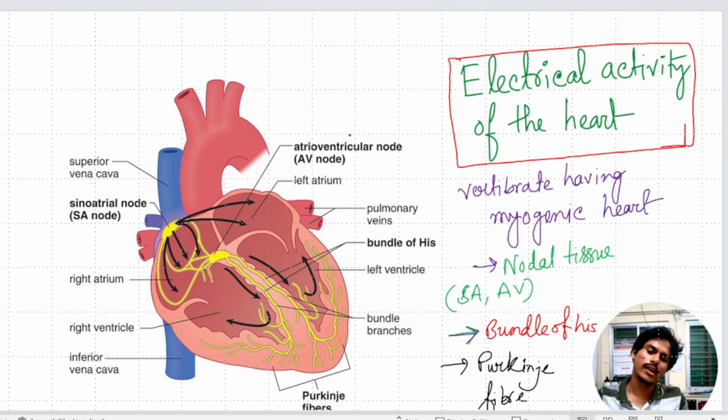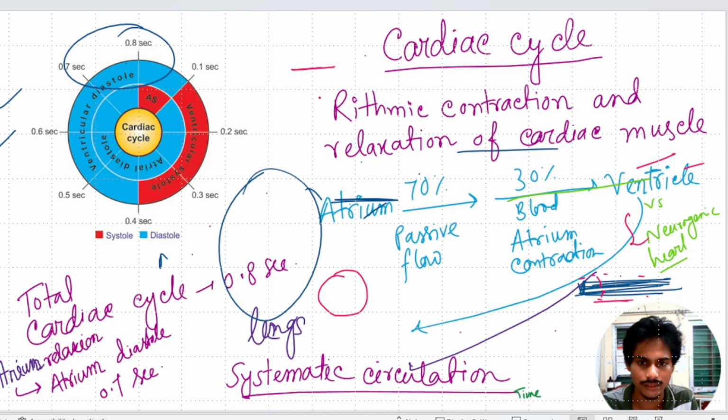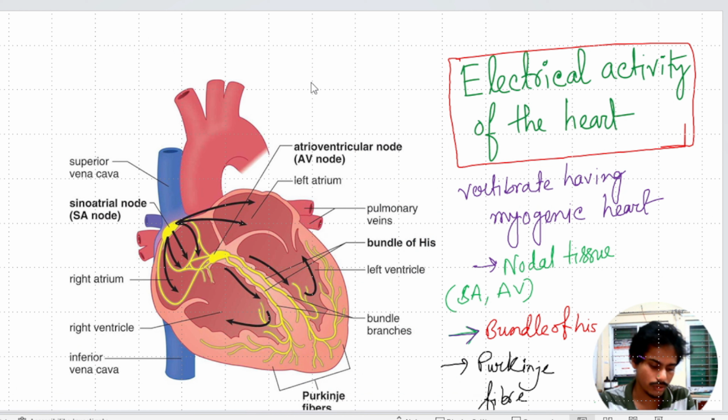Now we are discussing some of the electrical activity of the heart. Because the heart is continuously pumping, we have to know about the cardiac muscles. Okay, I'll go to one blank slide, so we can write down there. The heart muscle is known as the cardiac muscle.